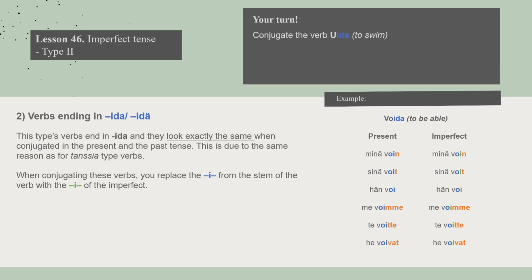Now it's your turn. Try to conjugate the verb uida. Minä uin. Sinä uit. Hän ui. Me uimme. Te uitte. He uivat.